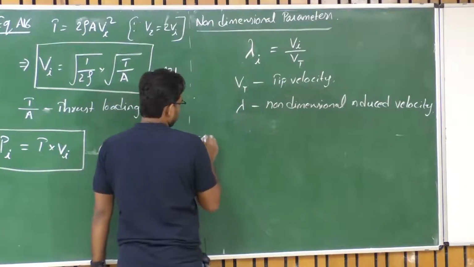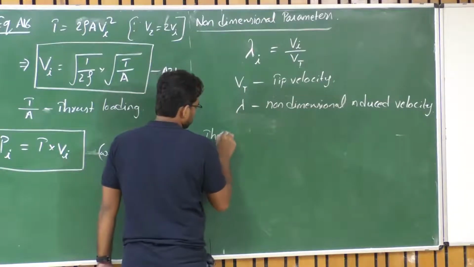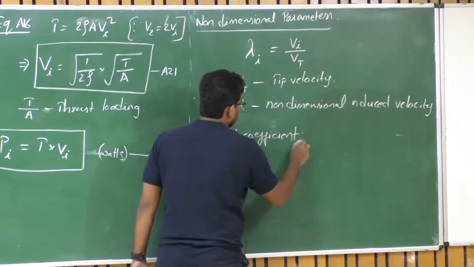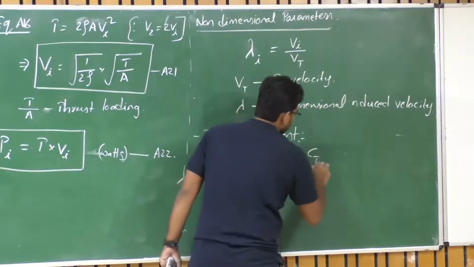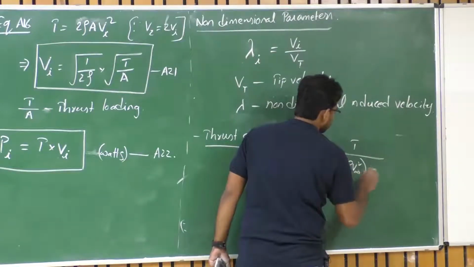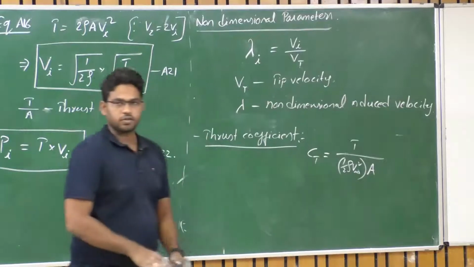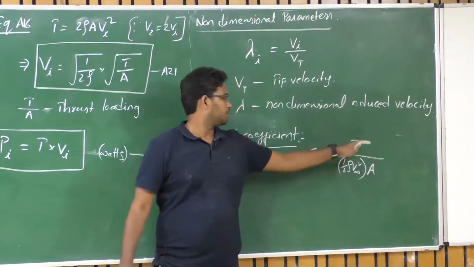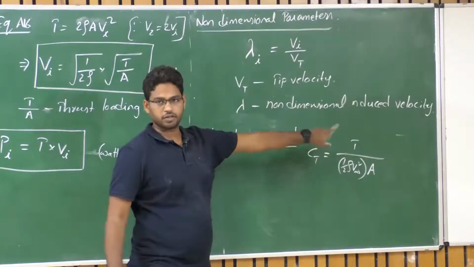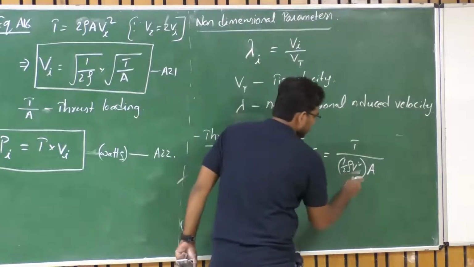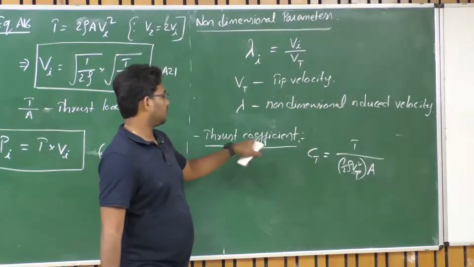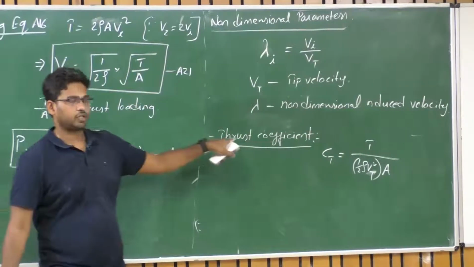So similarly, let us now define the thrust coefficient, which is Ct equals T upon dynamic pressure times the area of the disk, right? Dynamic pressure times the area is a force, so this is force upon force, which helps you to non-dimensionalize this thrust. This V is nothing but the tip velocity here, where Ct is called the non-dimensional thrust, which is the thrust coefficient, right?